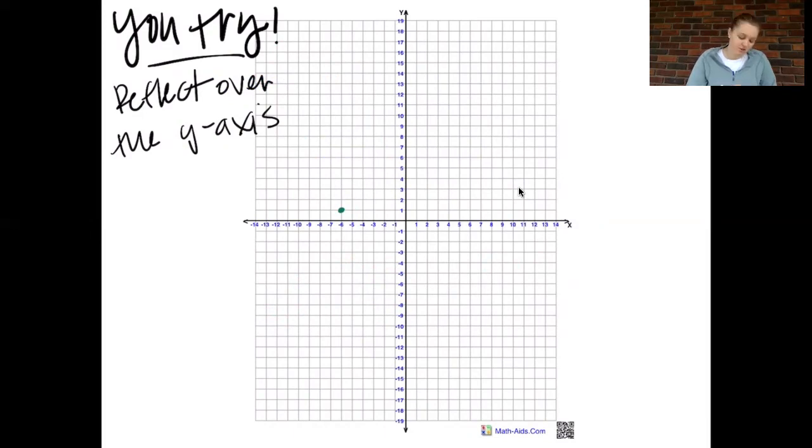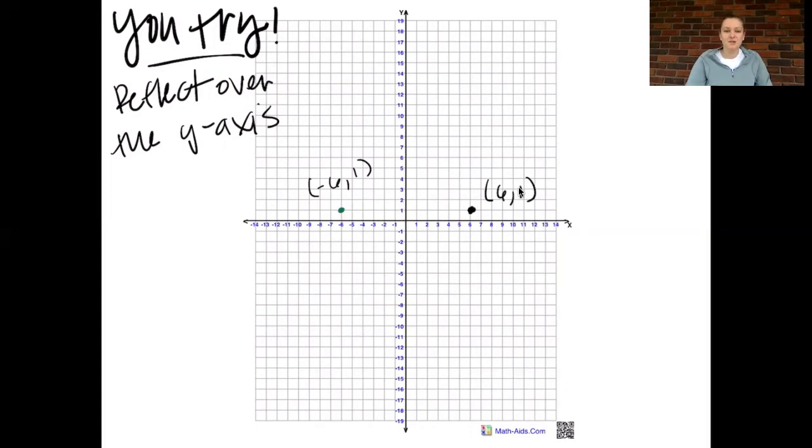And when you're finished, we see that we're currently at -6 and 1. When I'm going over my y-axis, right, I want to be the same distance away from the y-axis. So right now, from -6 to the y-axis, it's 6 units. So I need to go from my y-axis 6 units over again, which puts me at 6 and 1.